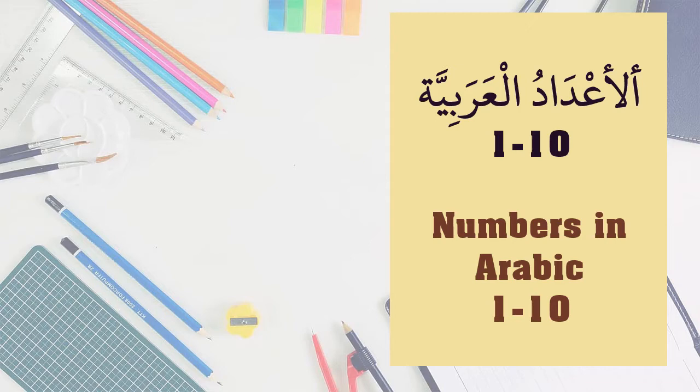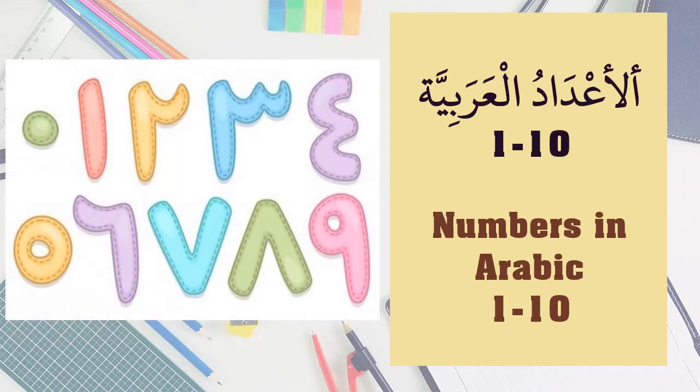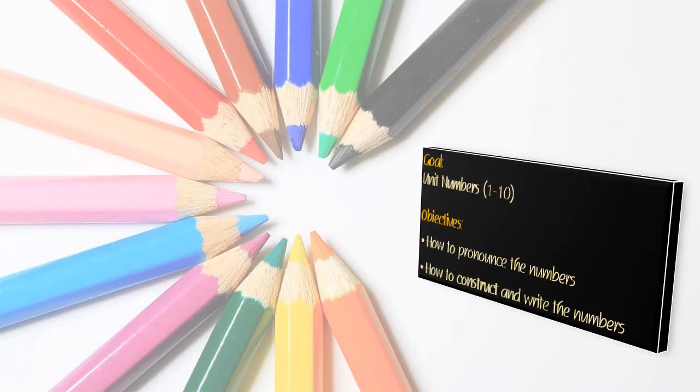Today inshallah we are learning numbers in Arabic from 1 till 10. الاعداد العربية من واحد إلى العشرة. So our goal is to learn the numbers, which are also known as unit numbers, and they are from 1 till 10. So the objectives are to pronounce the numbers correctly and to construct and write the numbers in a proper manner.